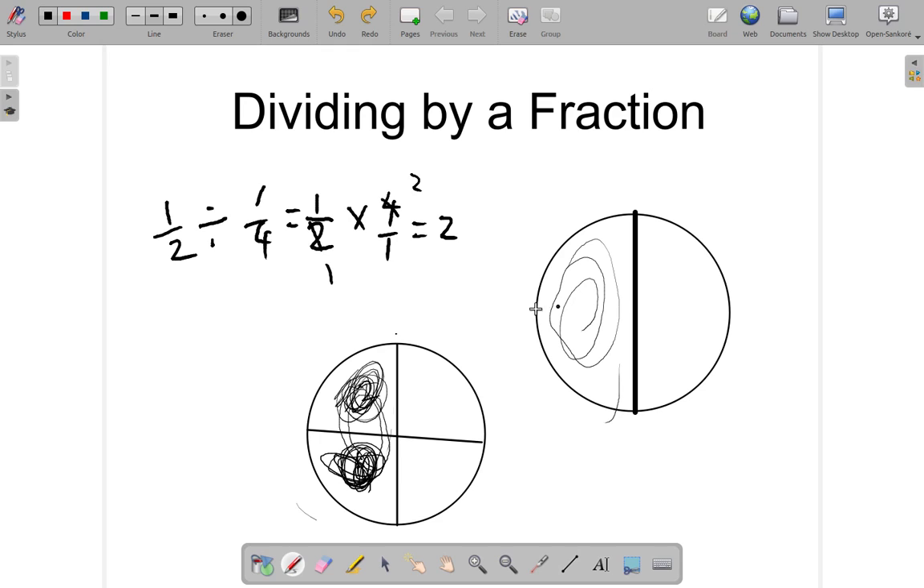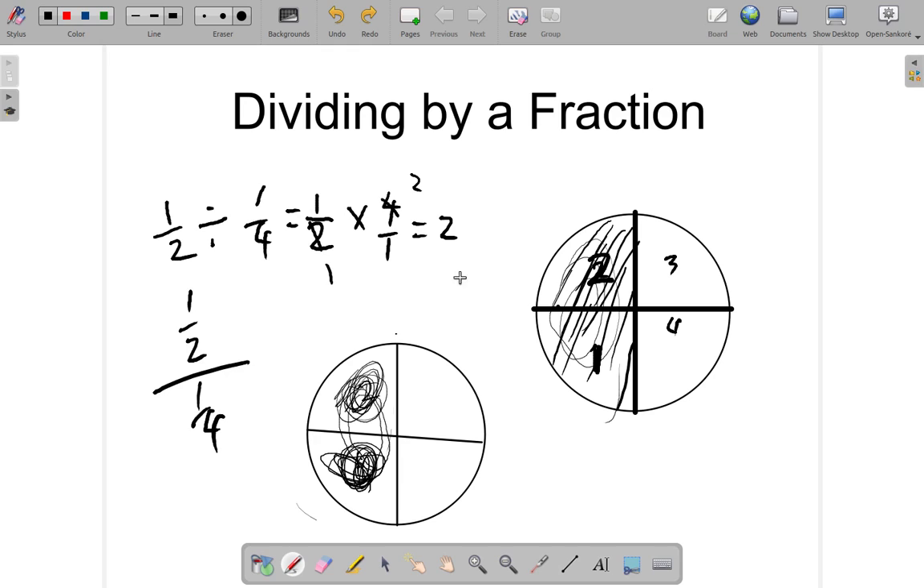I could have also said this half, I quarter this. Let me quarter this. There are quarters, but I'm concentrating on what's happening over here. I have 1 quarter, 2 quarters, 3 quarters, 4 quarters. Now, on this side, all of this is half. How many quarters do I see? I have 1, I have 2. So there are 2 quarters in a half. So half divided by a quarter is 2. Half over a quarter is 2.